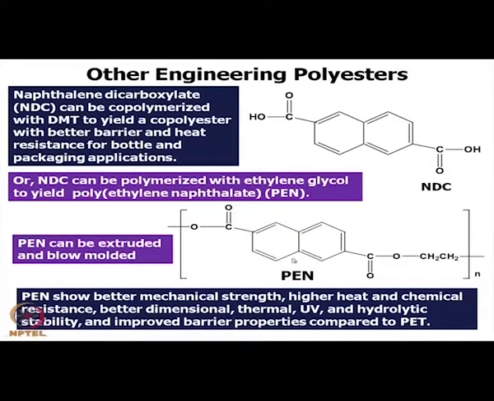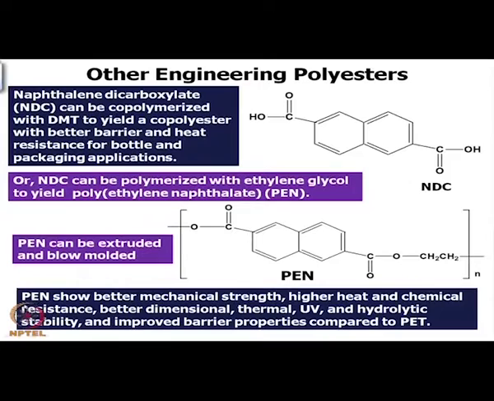This is the formula of the PEN. So, this naphthalene structure adds to the rigidity of the polymer in the backbone, and this ethylene moiety contributes to the flexibility of the polymer. So, rigidity and flexibility, these two make a combination of properties like, say, toughness. It can produce a very tough polymer.